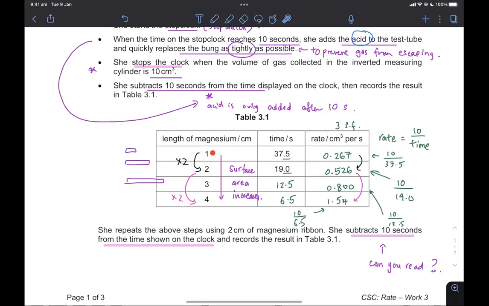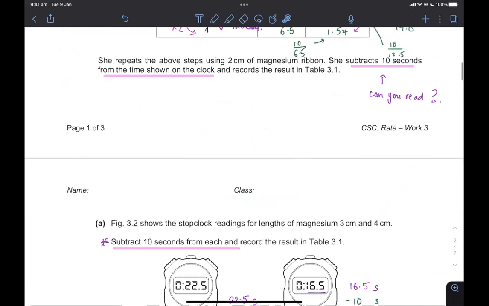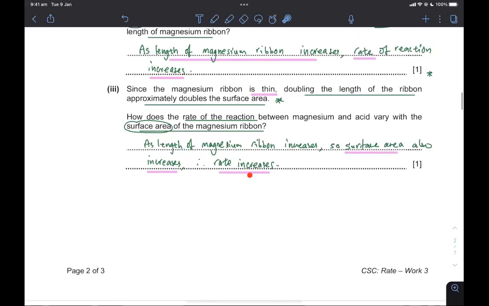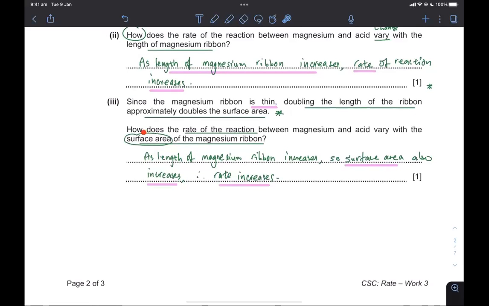They also say, the next part, as the length of magnesium increases, the surface area increases. So when the surface area increases, the rate also increases. That was your surface area. Exposed area to the reacting particles increases, your rate also increases. This is how. Therefore, you have to state what changes and therefore the other stuff.